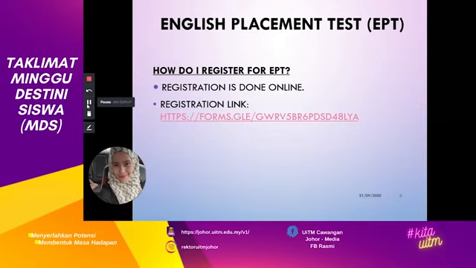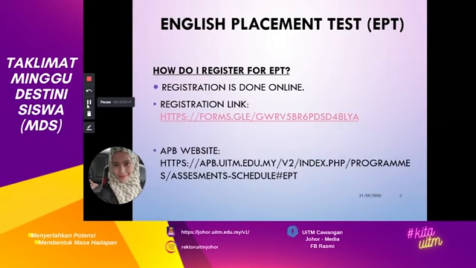For example, your name. You need to make sure you key in your name and your father's name correctly. Otherwise, the system wouldn't be able to identify you as a UiTM student. Okay, when the system couldn't identify you as one of the registered UiTM students, the system wouldn't be able to include you as one of the EPT takers in UiTM. Alright, number 2 is your ID number.